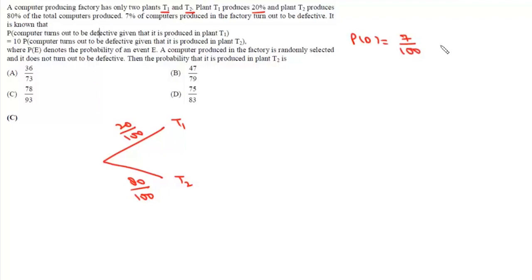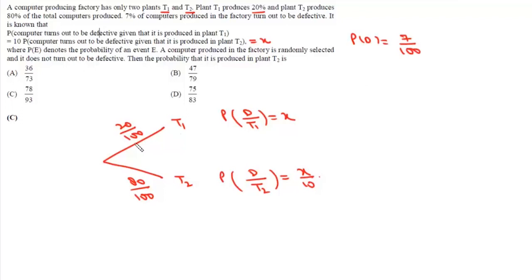It is known that the probability a computer turns out defective given that the product is from plant T1 is 10 times the probability that a computer turns out defective given it is produced in plant T2, and suppose this is X. Now the first one, the probability it is defective if it has come from plant T1, will be X, and the probability that it is defective if it has come from plant T2 will be simply X by 10. So from this given information, first we'll find the value of X.